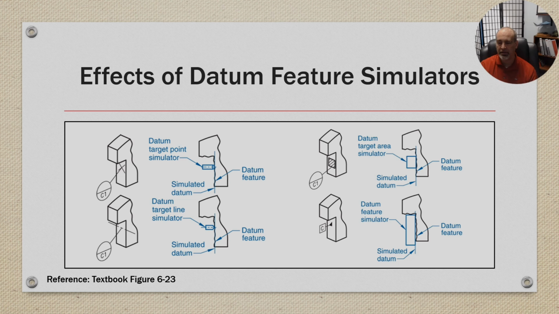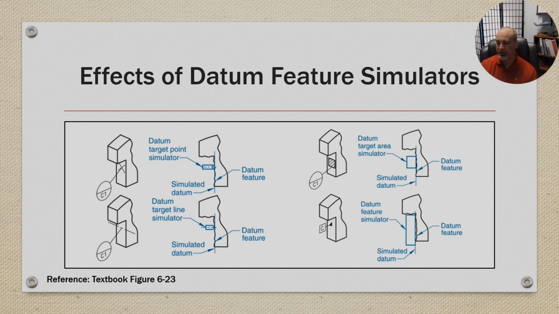And then we have our datum target line simulator. It gives you a little more freedom to build your fixture. It just has to hit somewhere along that line. And then over on the right, we have a datum simulator that's an area. So you have a crosshatched square and that's allowing a square shaped tooling feature to contact anywhere in that area.